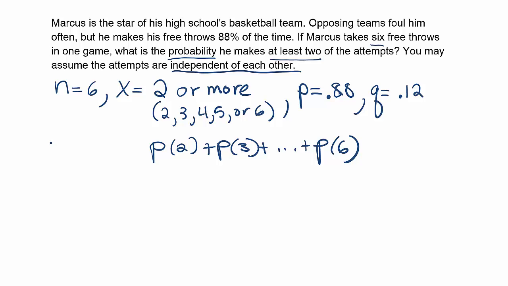But if we said, look, the probability that it's 0 plus the probability that it's 1 plus the probability that it's 2 all the way up to 6, that has to add up to 1.